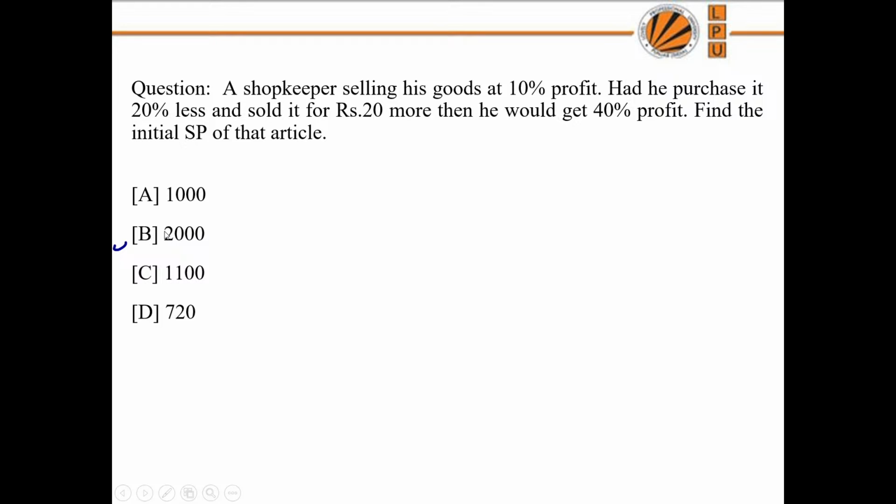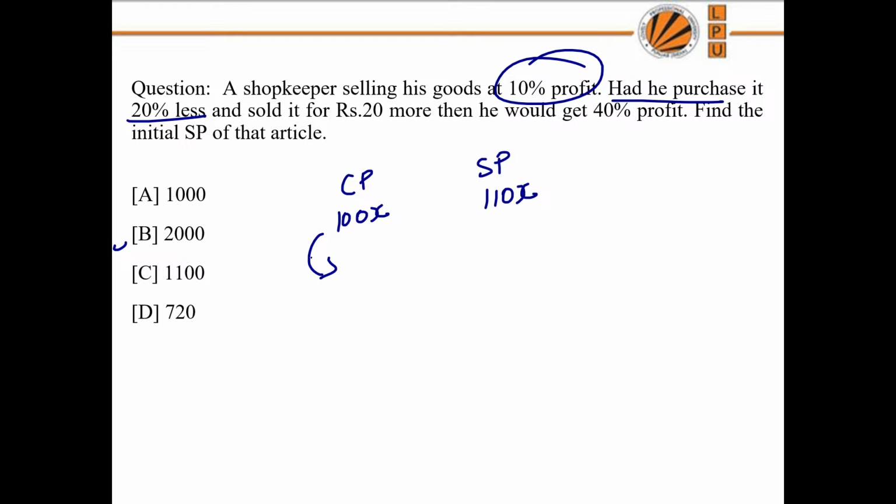Okay, let's see how to do it. Same question it is. CP and SP you will take. 10% profit is there initially. So if CP is 100x, SP would be 110x. Now had he purchased it 20% less, that would be 80x, and sold it 20 more, which means the selling price would be 110x plus 20. Now the profit percentage is 40%.